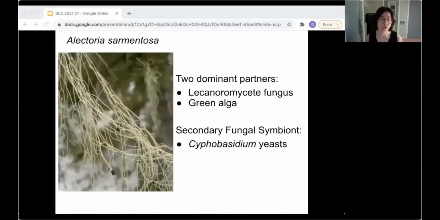As a model system for our study, we chose Alectoria sarmentosa. It is a macrolichen that consists of two dominant partners, a Lecanoromycete from the family Parmeliaceae and the green alga. Also, one secondary fungal symbiont has been reported from Alectoria, the Cyphobasidium yeast.